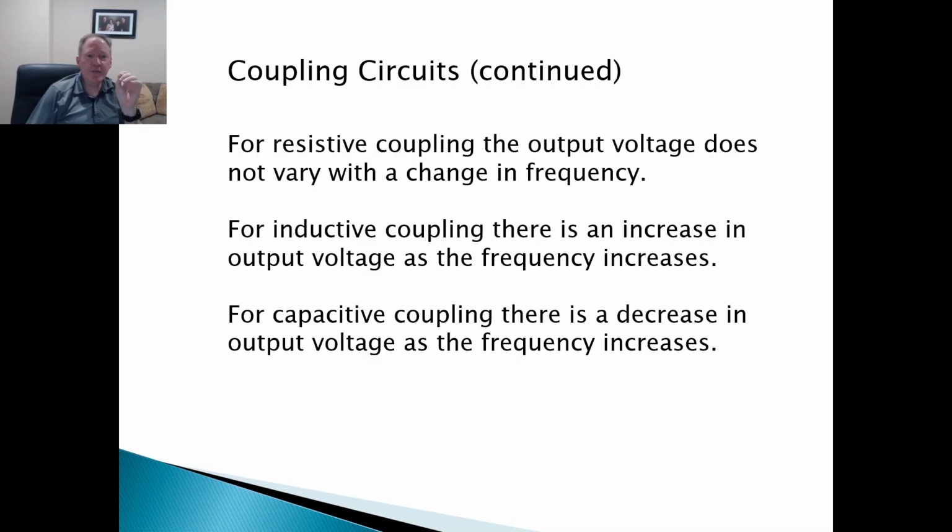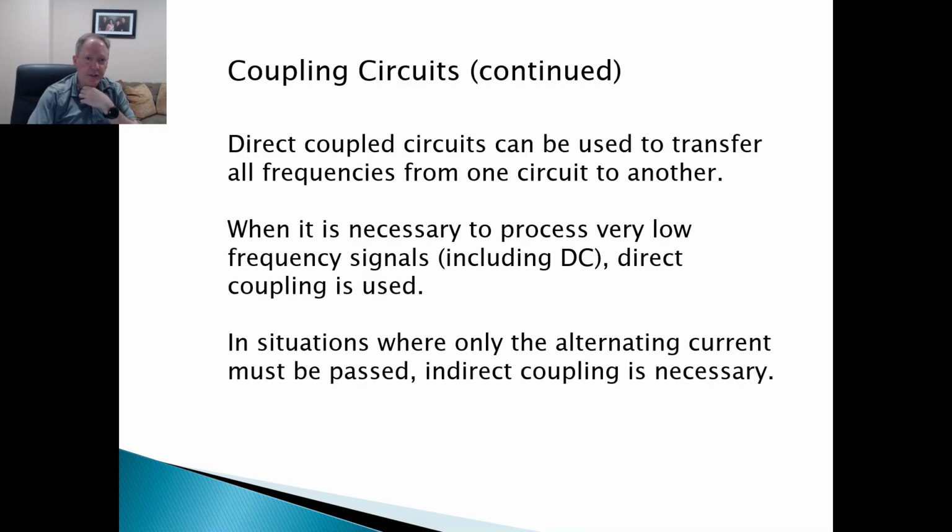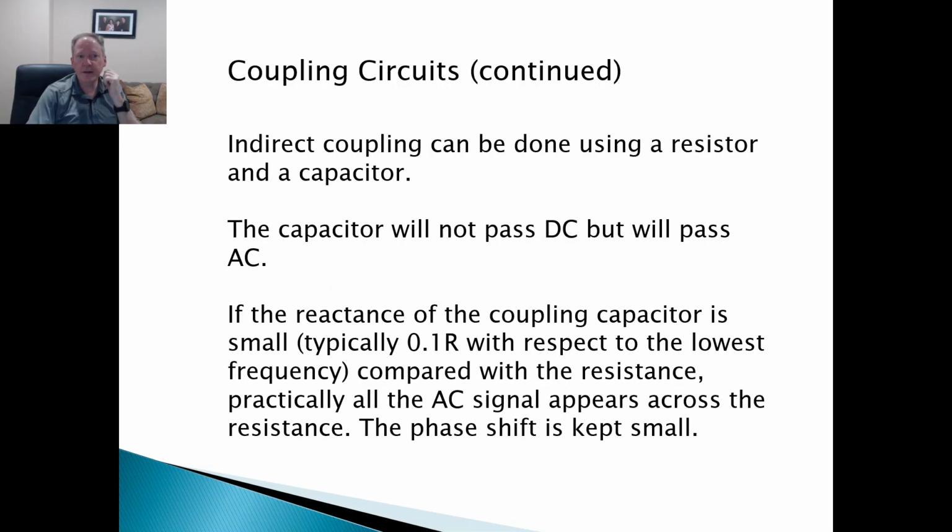So remember, at high frequencies, an inductor looks like an open, and then at high frequencies, a capacitor looks like a short. So these circuits are going to respond differently. So in situations where only the alternating current must be passed, then we're going to have to use indirect coupling as necessary. All right? So the capacitor will not pass DC, but will pass AC.